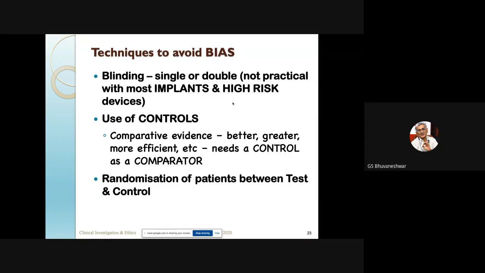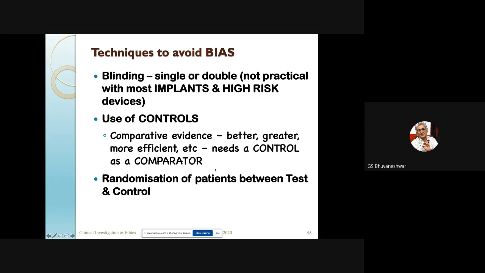So most biological studies, including clinical studies, are comparative. The evidence is comparative, and you compare the evidence as better or greater in comparison to a control, or whatever is the current standard of treatment. So the control can be your current standard of treatment. It can be another device or a product which is already there. If nothing is there, then of course your current standard of treatment becomes your comparator.